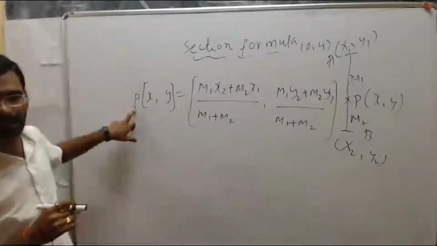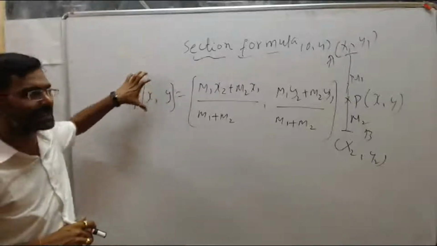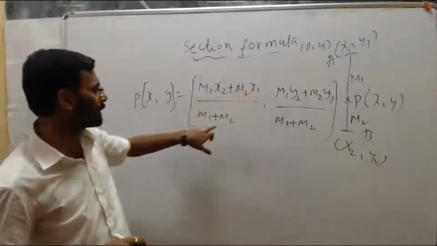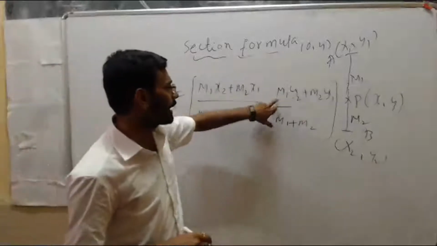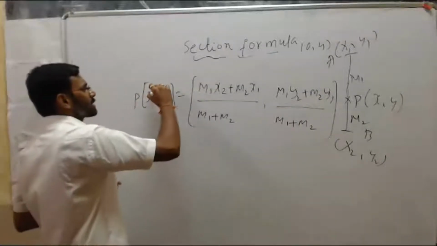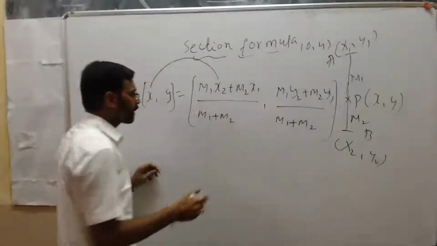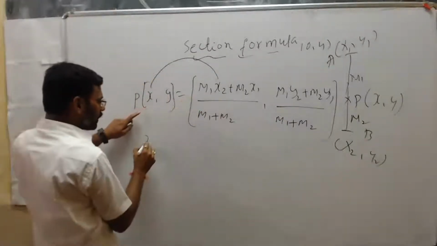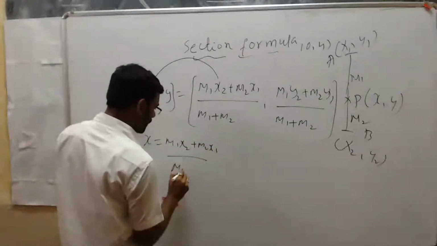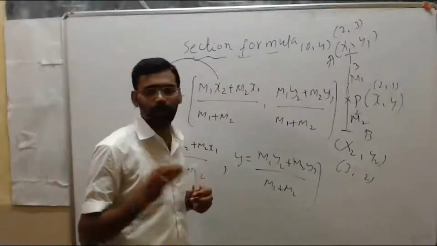Now if the coordinates of P are x comma y, then the section formula is considered. P of x comma y is equal to (M1 x2 plus M2 x1) divided by (M1 plus M2), comma, (M1 y2 plus M2 y1) divided by (M1 plus M2). Therefore, x equals (M1 x2 plus M2 x1) divided by (M1 plus M2), and y equals (M1 y2 plus M2 y1) divided by (M1 plus M2).